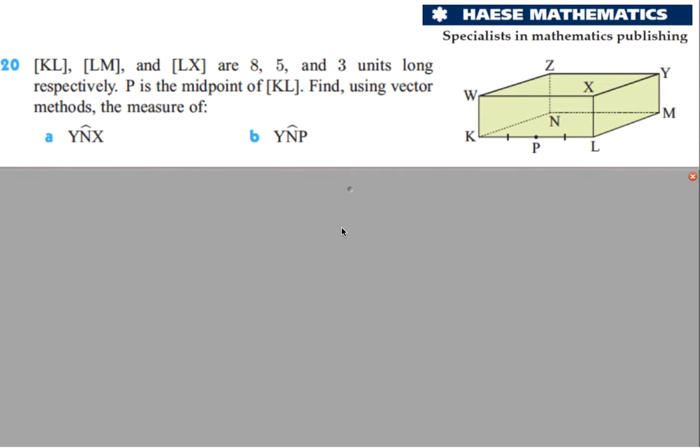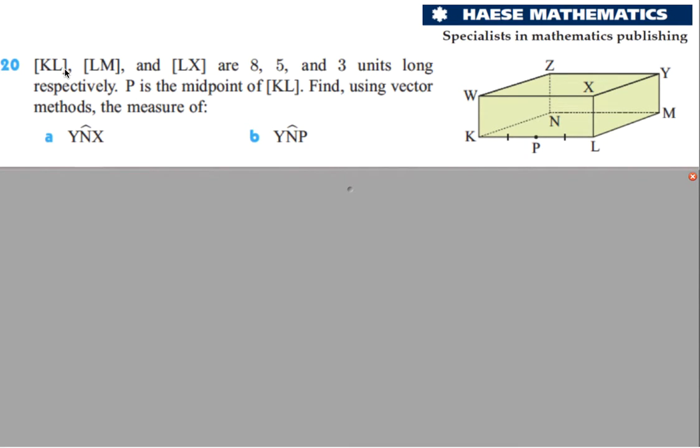In this case here we have an application type question where we're given a three-dimensional figure and we're asked to find, using vector methods, the measure of these two angles. The vertex of each angle is point N, but the actual angles themselves are slightly different.